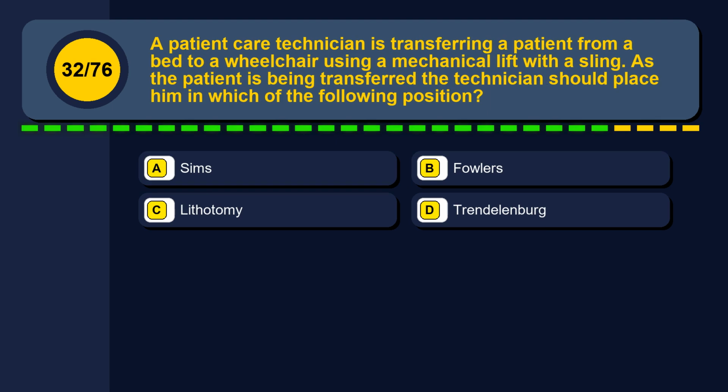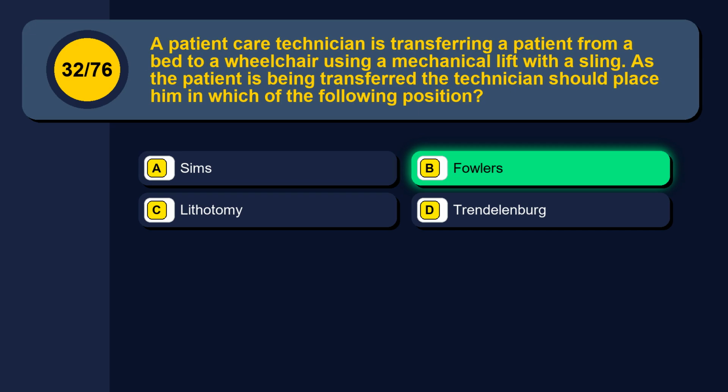Question 32. A patient care technician is transferring a patient from a bed to a wheelchair using a mechanical lift with a sling. As the patient is being transferred, the technician should place him in which of the following positions? Option A. Sims. Option B. Fowlers. Option C. Lithotomy. Option D. Trendelenburg.